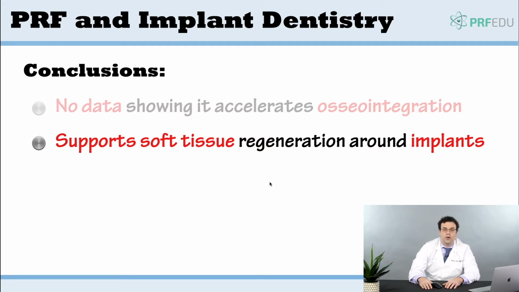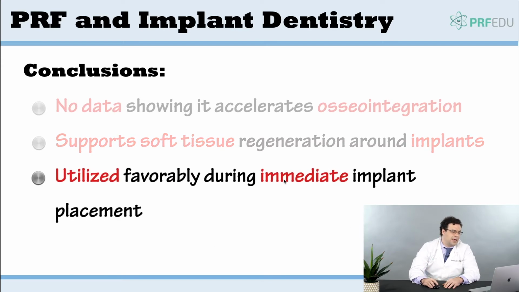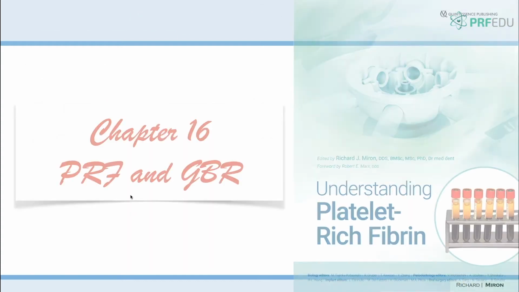By utilizing PRF for the soft tissue, that's where you can create a little barrier, a nice little fibrin matrix. If it's got a lot of leukocytes inside of it, it'll further prevent these bacteria from entering the site. Okay, so again, utilize more favorably during immediate implant placement. You've seen a lot of these expert clinicians utilize it in a very nice fashion.